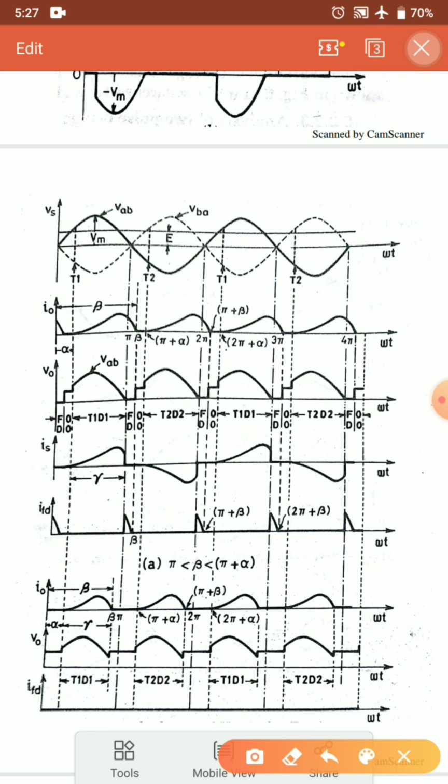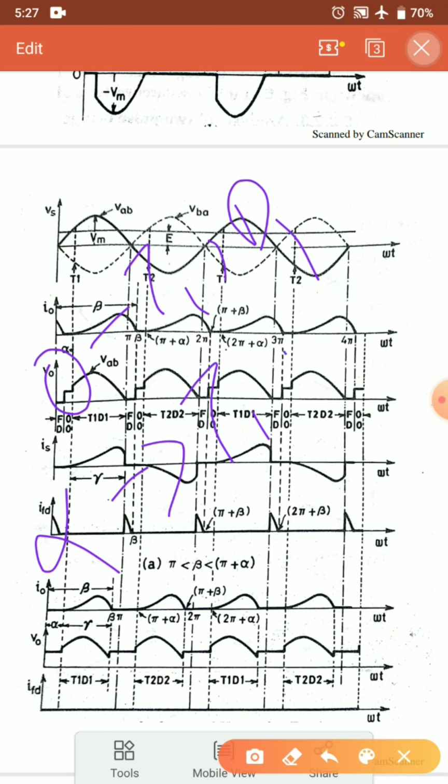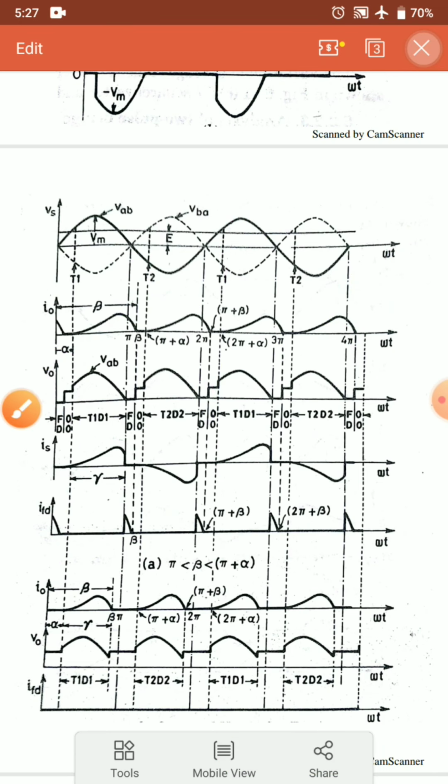That is my conduction period, then my freewheeling period, and my idle period. Now let us look at how this will operate. When omega t is equal to 0, T1 and D1 are forward biased. Then at alpha T1 is on, and I'll start getting the waveform at alpha.